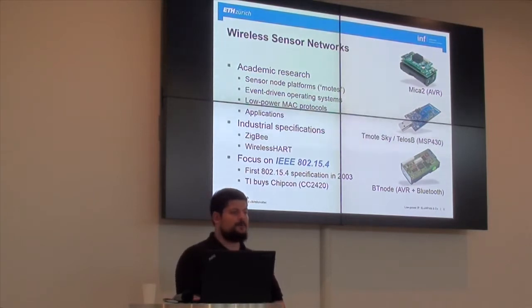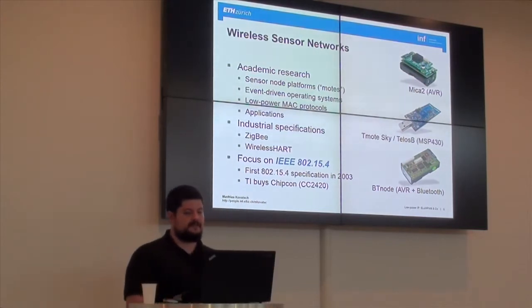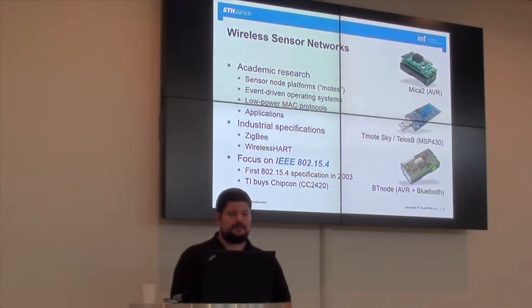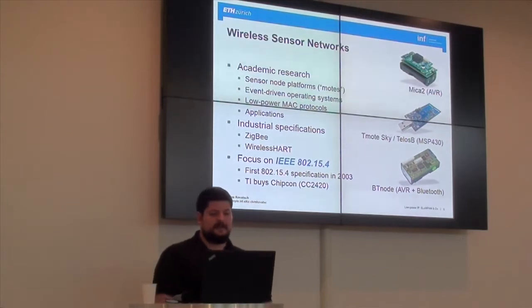Other things like low power MAC protocols, so to have really efficient networking to get the best out of the batteries. You want to deploy these things and they should run for 10 years, something like that. And there were experiments on what applications this is actually good for. So there was this big idea, but they also tried to figure out what it is good for, what kind of applications are in there.